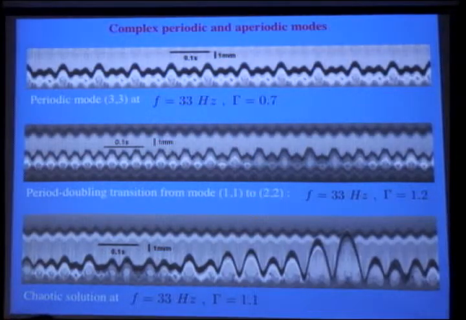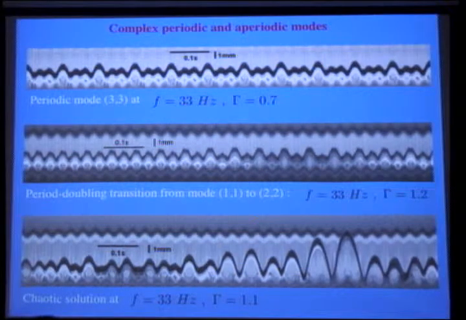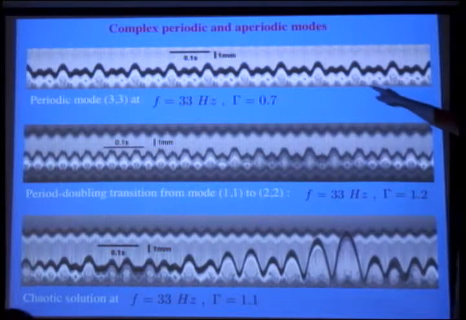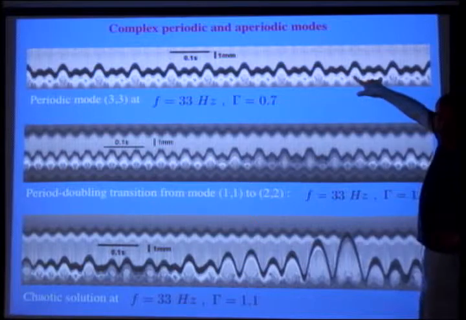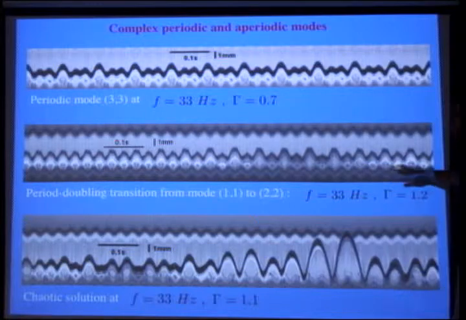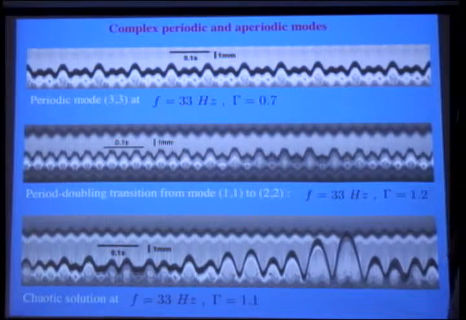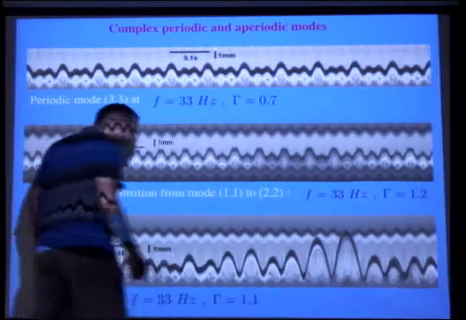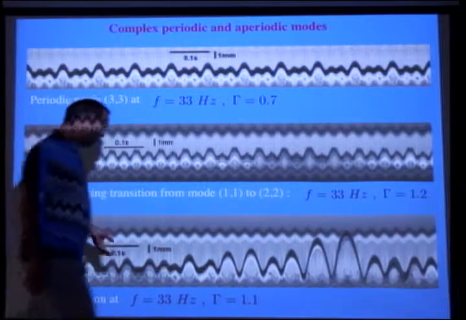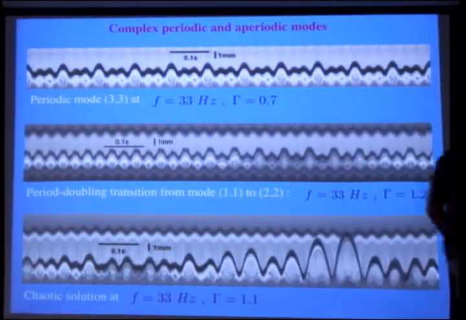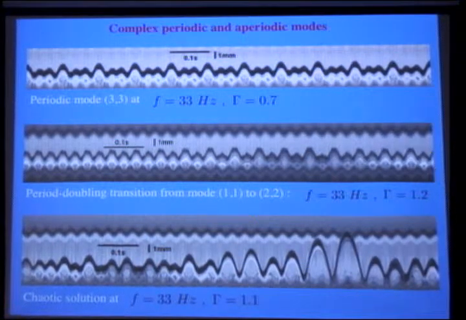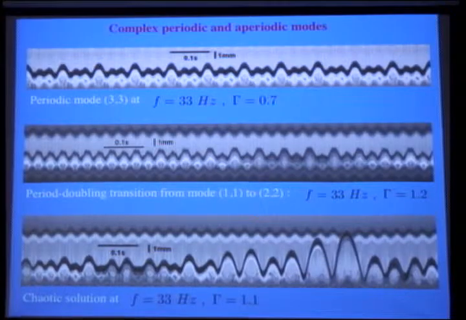Okay, and then we have more complex periodic and aperiodic modes. So this is our 3-3 mode. So again, it's periodic after 3 bounces. And then we have a period doubling transition from a 1-1 to a 2-2. And then we have a chaotic solution, which is just a mess, which follows. So basically, as you increase the forcing, you go from periodic through a series of period doubling transitions, and then into a chaotic solution.